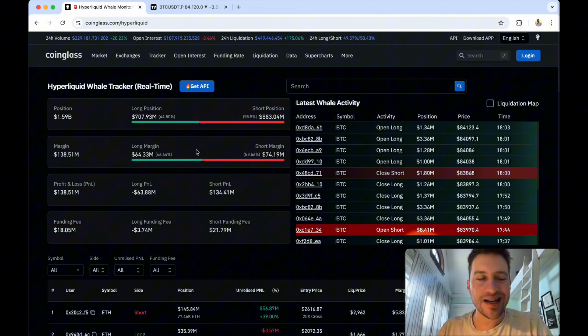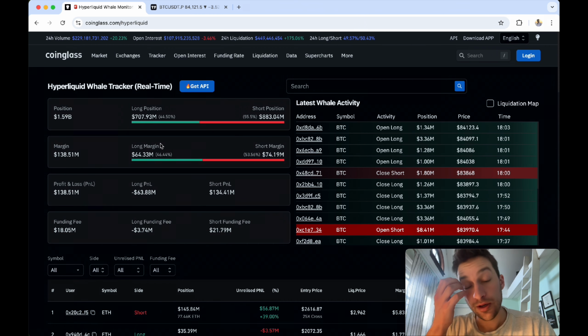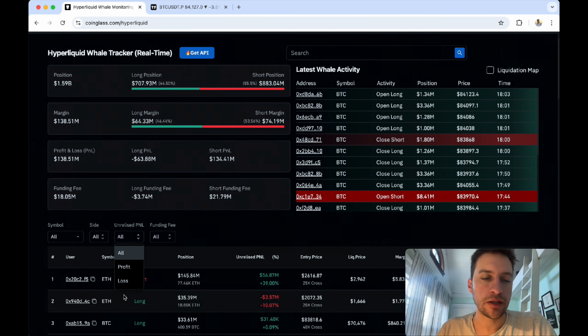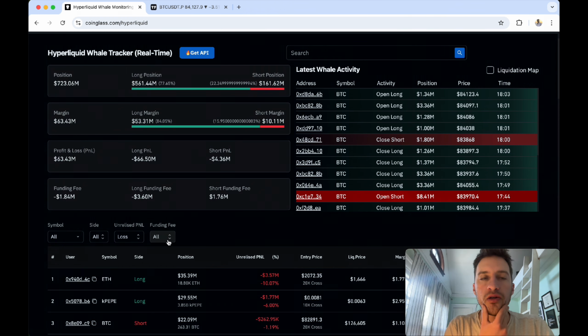And when it comes to this, guys, what I love to look at is what's larger, the short margin or the long margin. Right now, there's a lot of short margin. Just saying. Now, we can also do some other really cool things too. If you want a really neat thing, go to loss and go look at what traders are losing, what traders are winning.